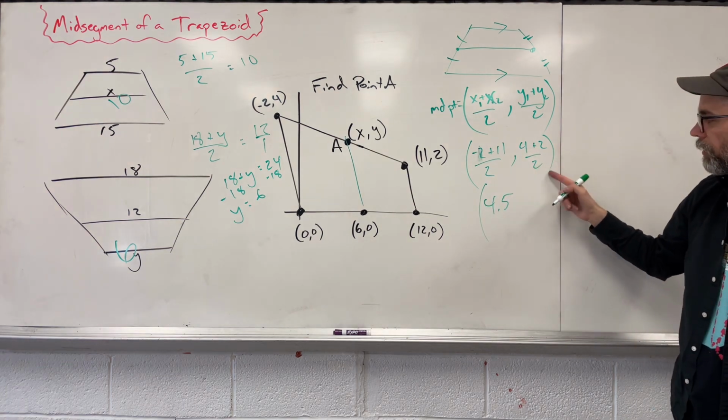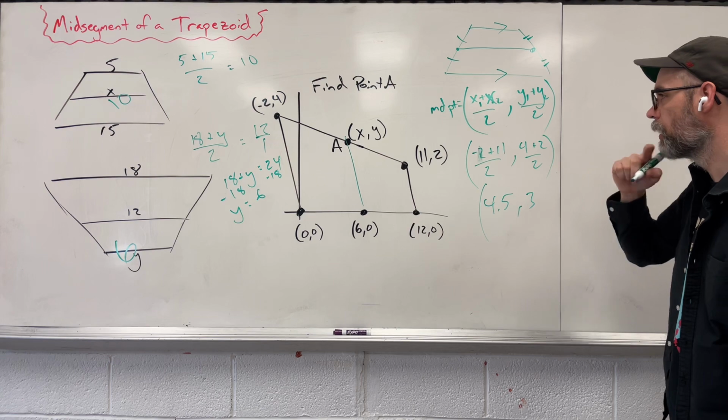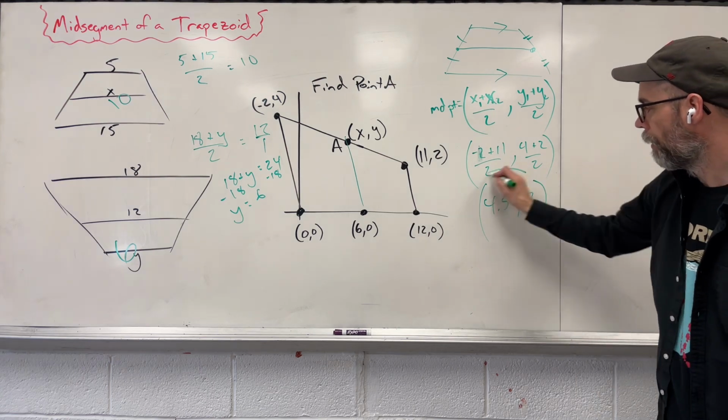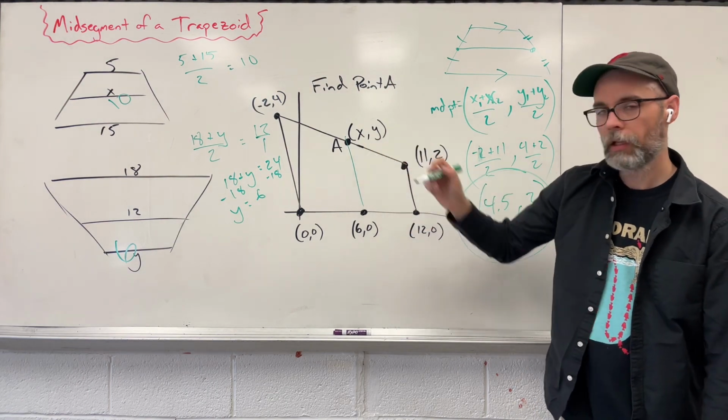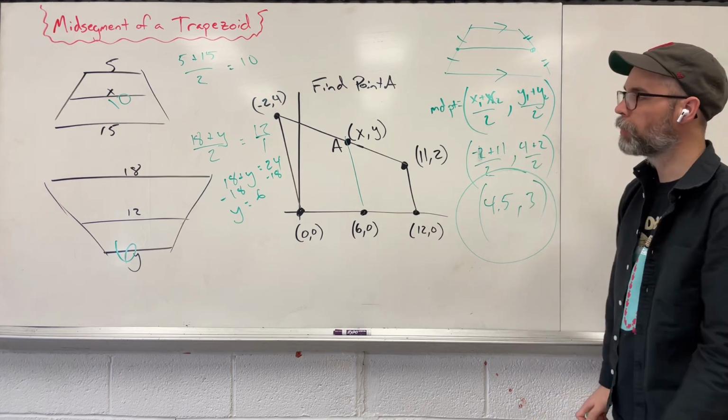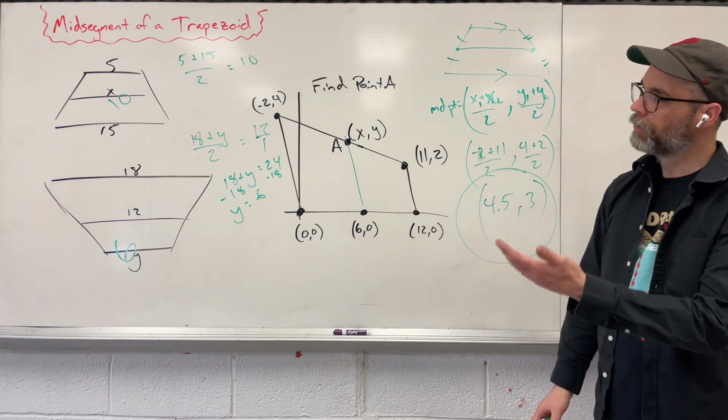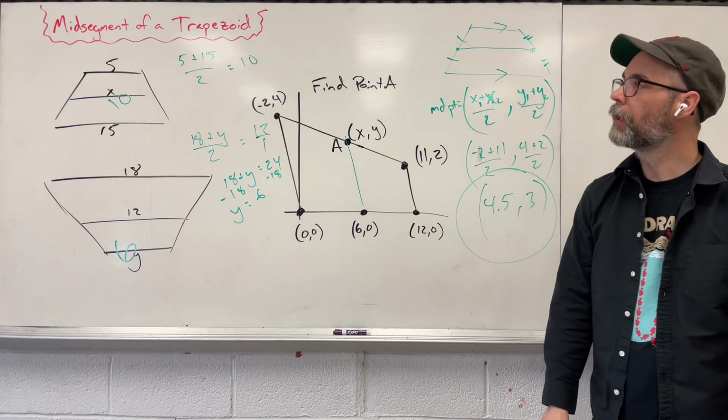4 plus 2 is 6. 6 divided by 2 is 3. And that is the location there. So all we have to do is just find the midpoint of that line. And that's using the mid-segment, or the median, of a trapezoid.